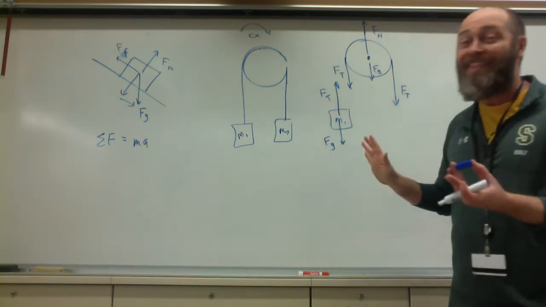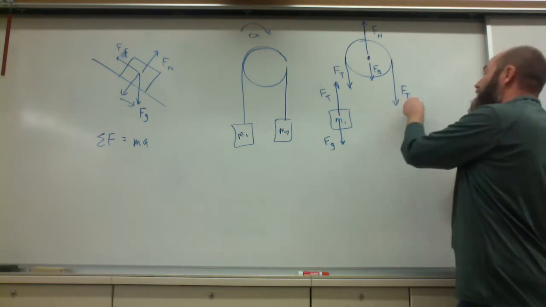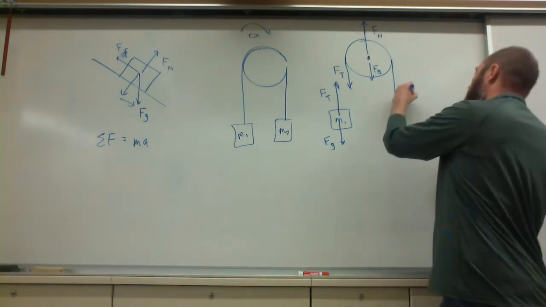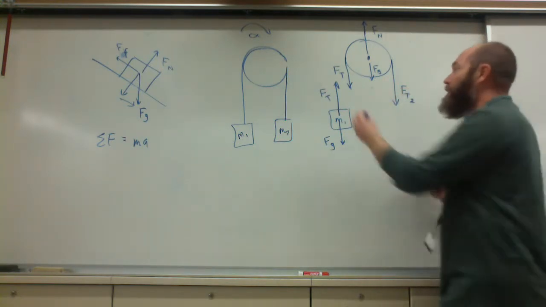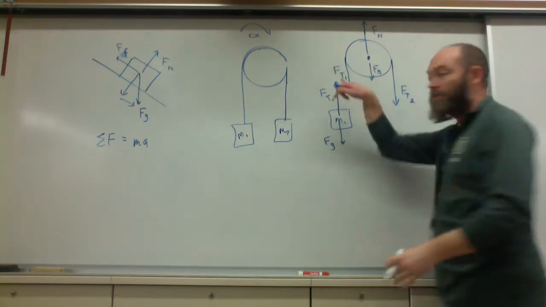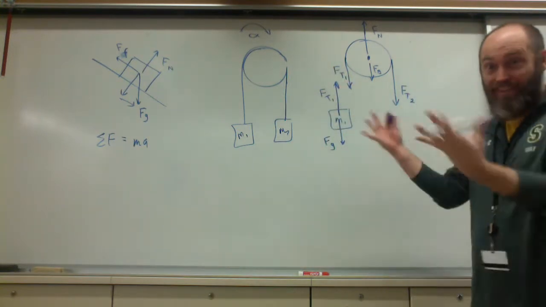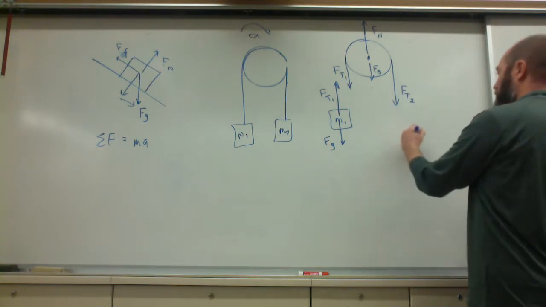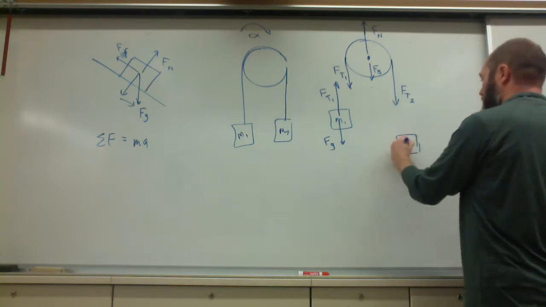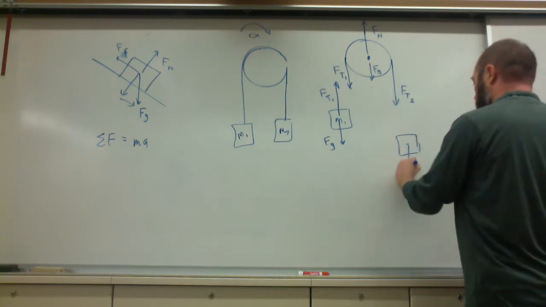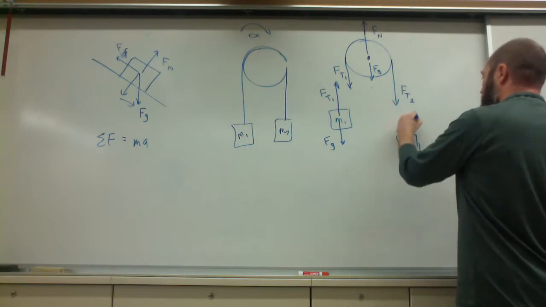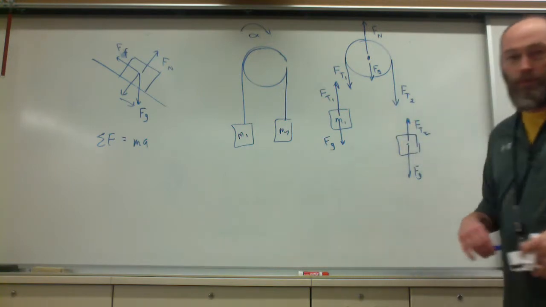Well, the only way that could be is if this force of tension, so I'll call it force of tension 2, is bigger than the force of tension 1. Hopefully, again, that makes sense. And then if you were to write your other FBD, you would have something that looks like this: force of gravity, and then FT2, okay?